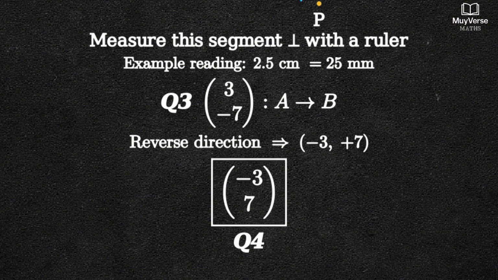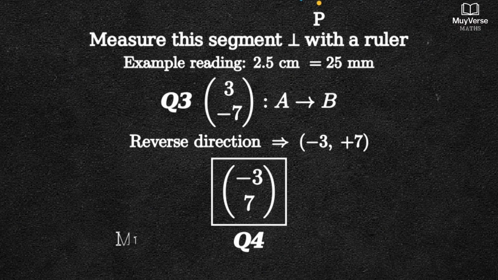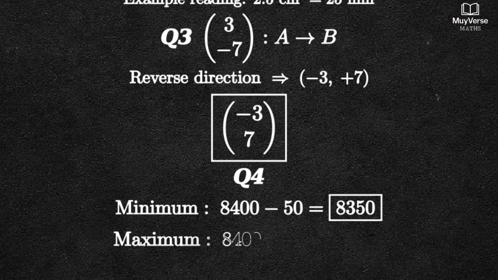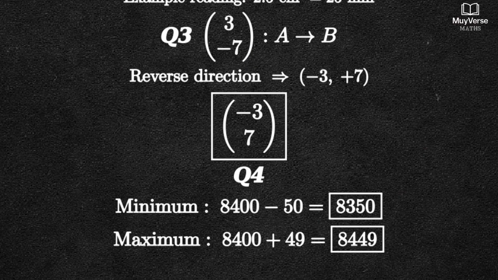Question 4. The attendance for a rugby match is 8,400 to the nearest 100. Part A. Minimum possible attendance. Half the rounding unit is 50, so the minimum is 8,400 minus 50, which is 8,350. Part B. Maximum possible attendance. Up to 49 above still rounds down, so the maximum is 8,400 plus 49, which is 8,449.